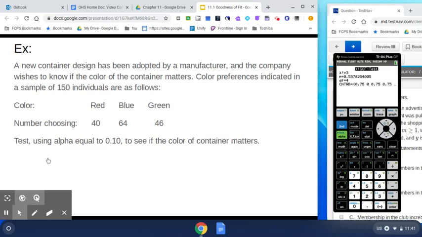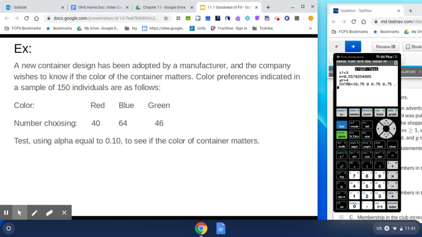Okay, we're going to go ahead and take a look at example number 2 together. It says, a new container design has been adopted by a manufacturer, and the company wishes to know if the color of container matters. Color preferences indicated in a sample of 150 individuals are as follows. We have the data listed there for red, blue, and green. Test using an alpha level of 0.1 to see if the color of container matters.